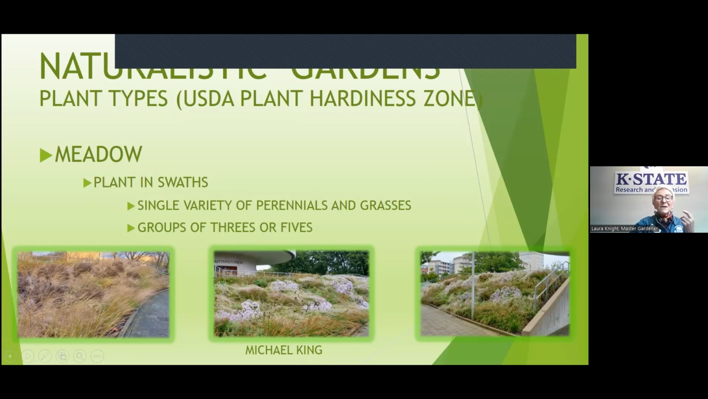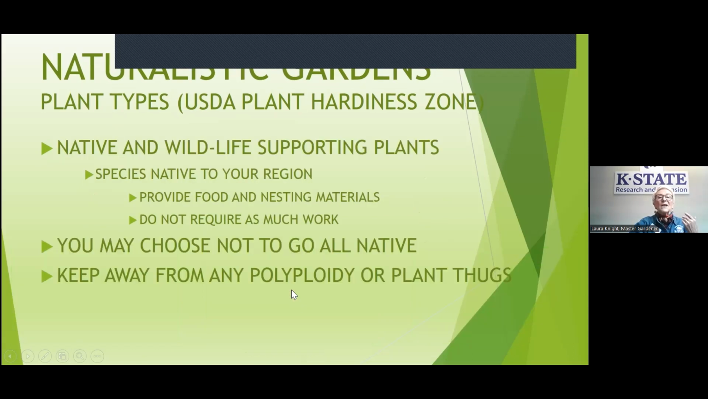You can plant meadows in front of your house. This is a design by Michael King. And what does he have? He has asters and grasses, and they look beautiful. And then the fall comes and everything's brown. And this is in the winter, and this is in the fall when the asters are in bloom.